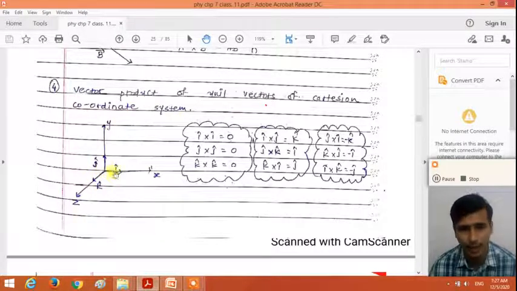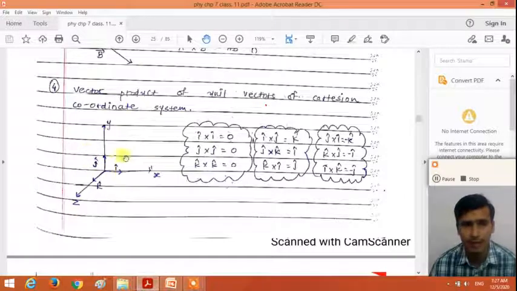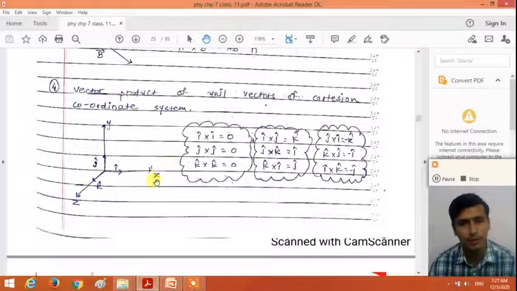Now another, i cross j, right? The magnitude of i is 1, the magnitude of j is also 1, and the angle between these two vectors is 90 degrees. So the magnitude of the vector product i cross j is equal to 1, and it is in the direction perpendicular to both x and y, that is, in the direction of z, right? So we can write i cross j is equal to k. Similarly, j cross k is equal to i, and k cross i is equal to j, right?